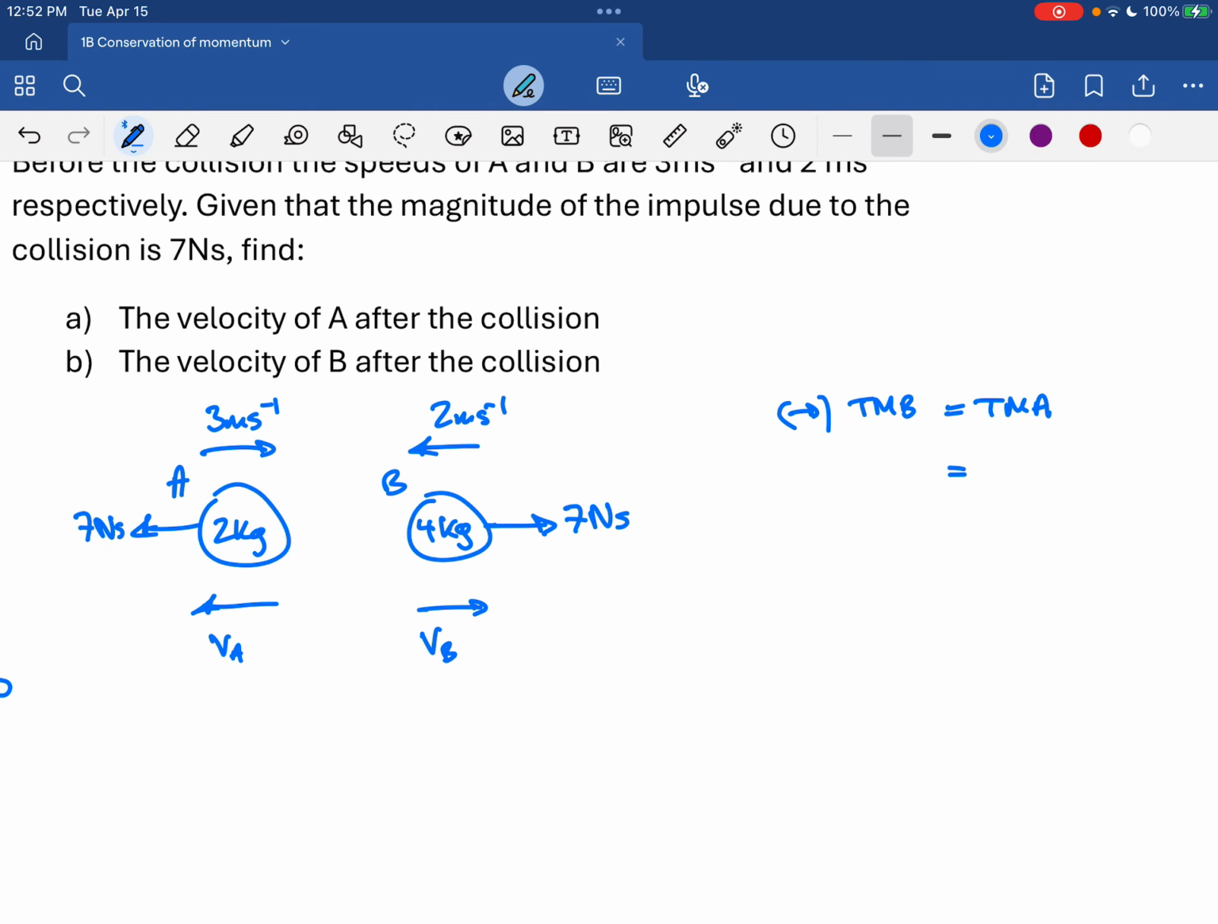But this might be the first thing you write down. So as you tackle questions, I'm just going to model through some of your thinking. This might be your first thought. So I'm just going to write this down. We'll see what we get. Total momentum before. So that's going to be 2 times 3 plus 4 times negative 2. Afterwards, we're going to have 2 times negative velocity of A, or that VA, plus 4 lots of VB.